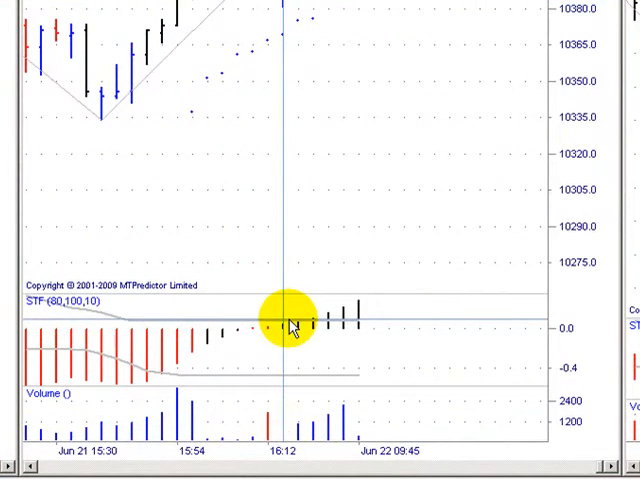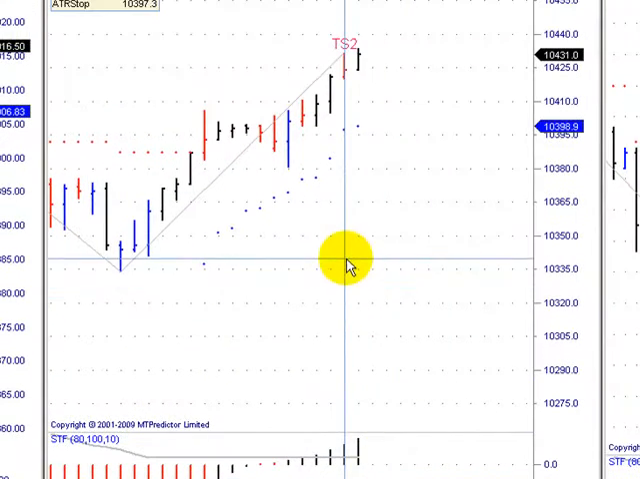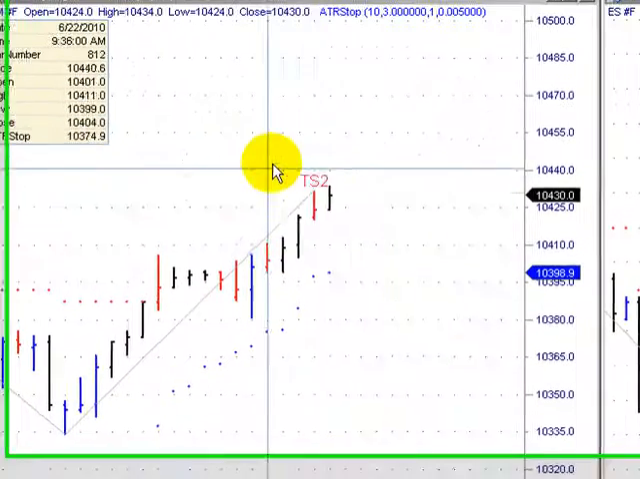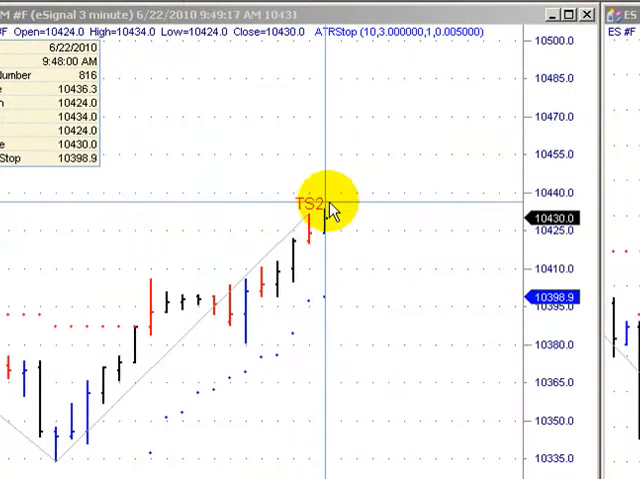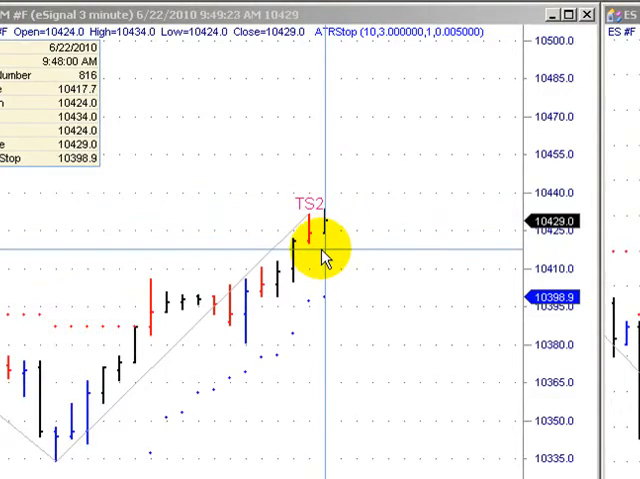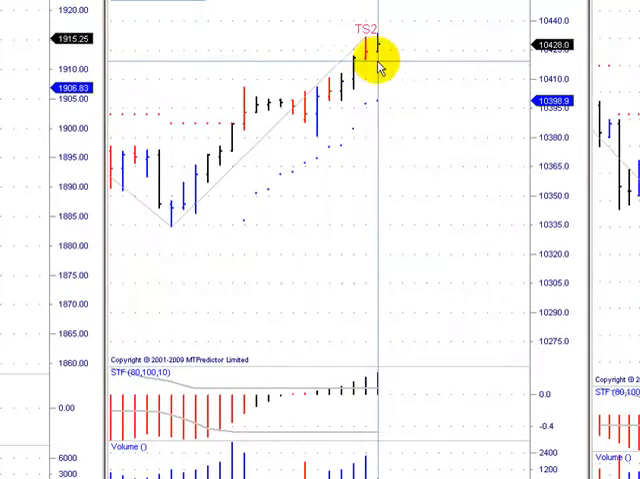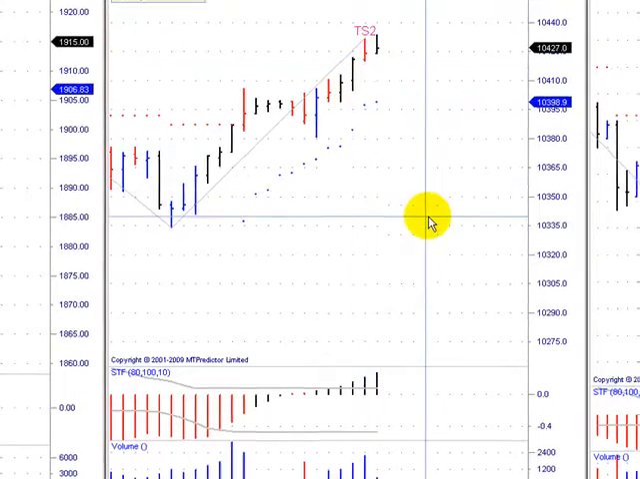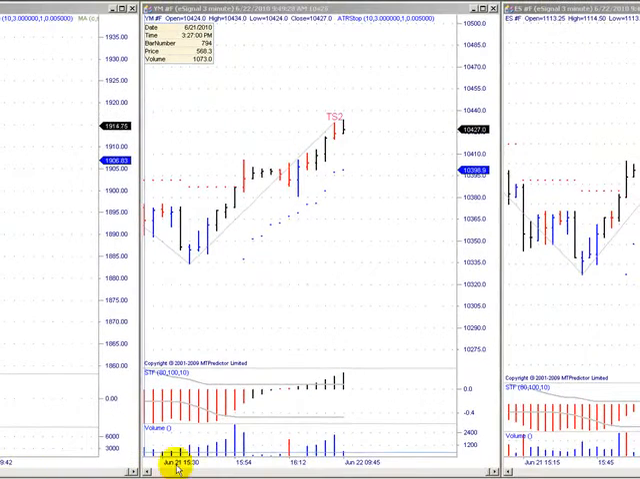This is an MTPredictor trading update, and we're just going to scan some of the markets here and see what sets up today. There was an automatic TS2 sell there, which we would have needed to see price get below this current bar, a reversal bar, and that has not happened. So let's just take a look at some of these other markets here.